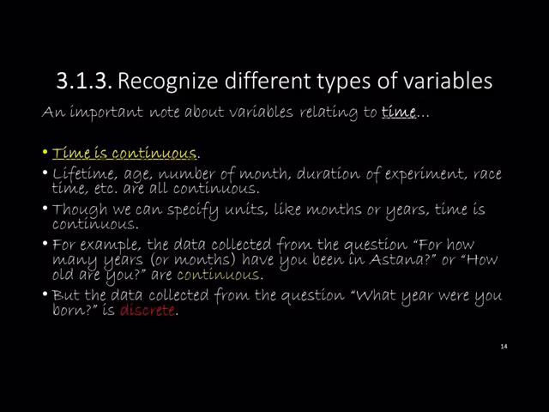So, for example, the data collected from the question, for how many years or months have you been in Astana, or how old are you, are both continuous. The answer could be any value within a range. We just choose to round it to a particular number of months or a particular year. But the data collected from the question, what year were you born, is discrete because the answers can only take certain values. What year were you born? The answers are all going to be complete years.